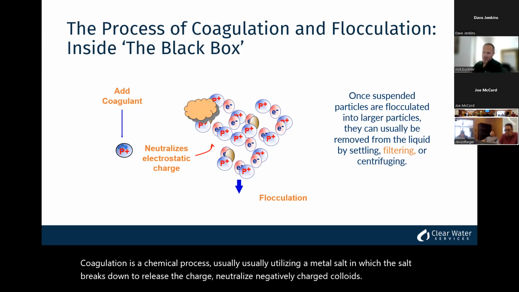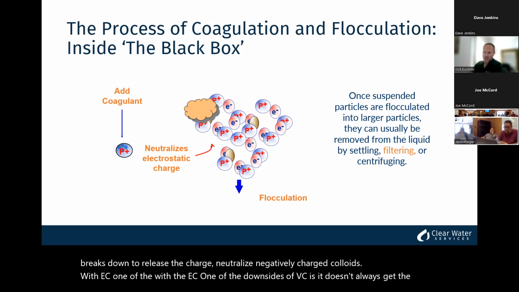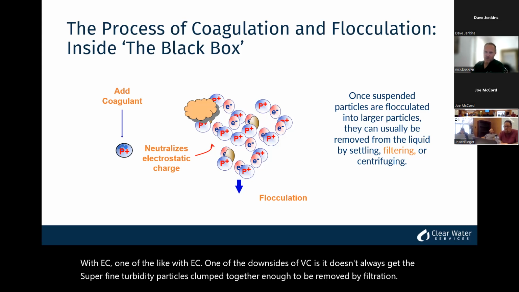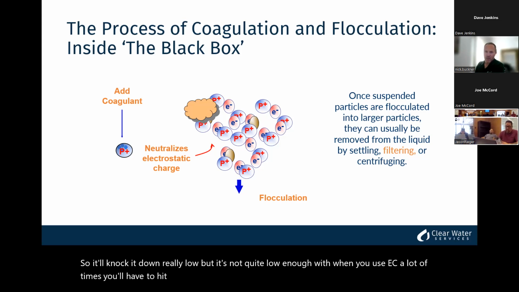Like with EC, one of the downsides of EC is it doesn't always get the superfine turbidity particles clumped together enough to be removed by filtration. So it'll knock it down really low, but it's not quite low enough when you use EC. A lot of times you'll have to hit it with a polymer at the end for the polishing factor of it.